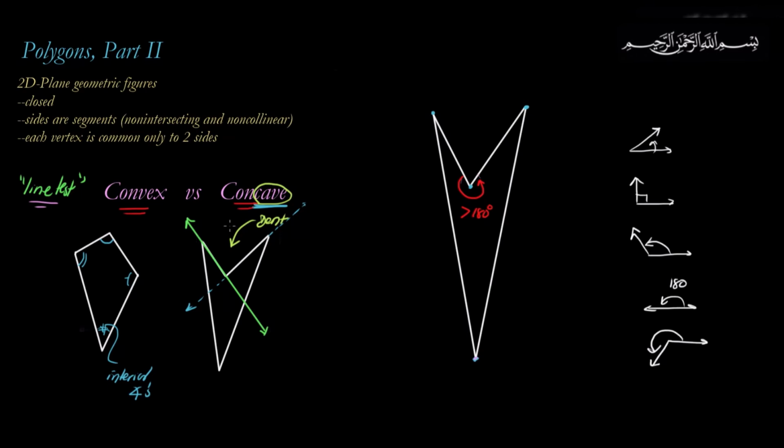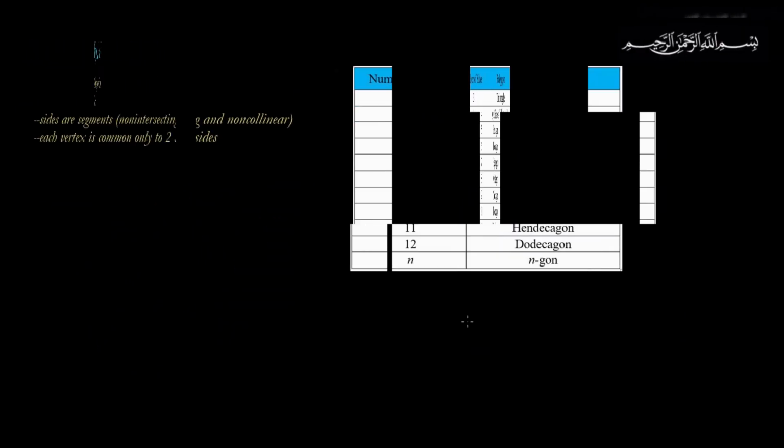are like this, and concave polygons have, if you extend any of the sides, the lines that contain those sides would go through the interior. At least one of them would have to go through the interior. Two actually would have to go through the interior. So that's how you determine whether a polygon is convex or concave.